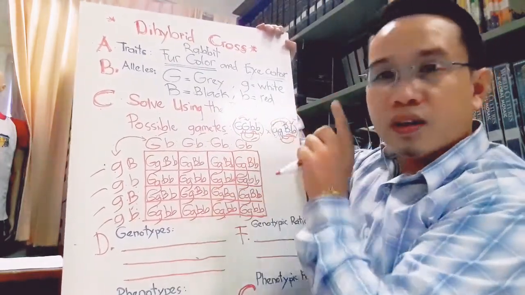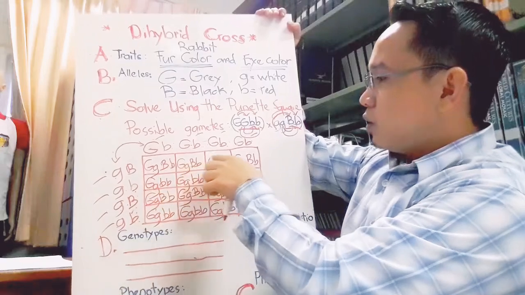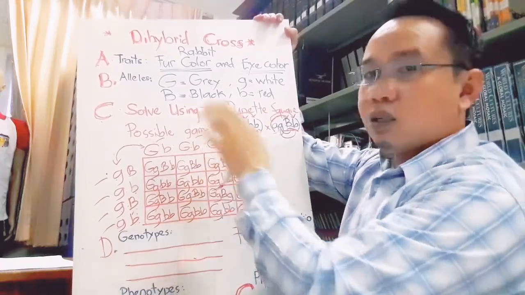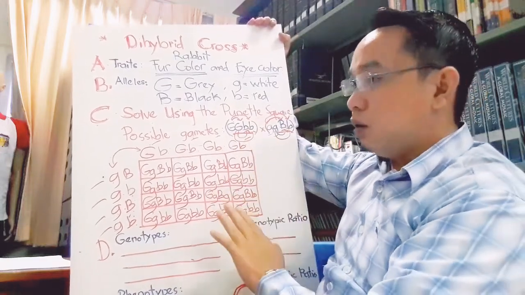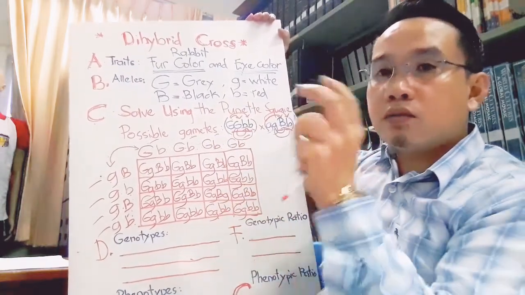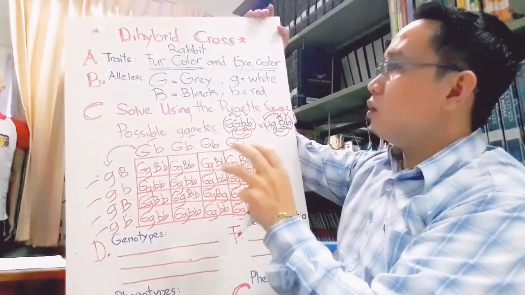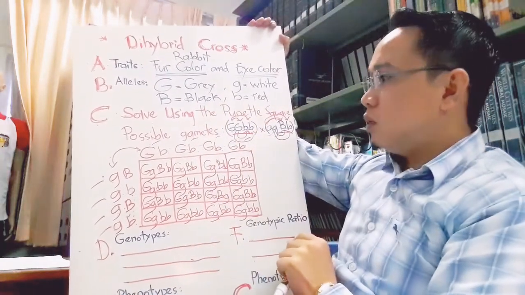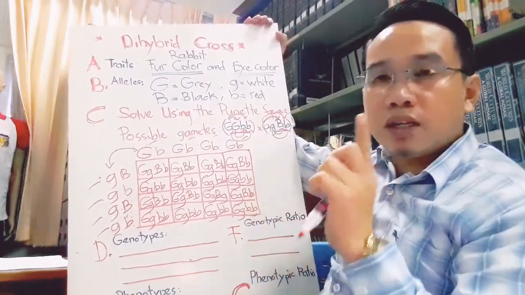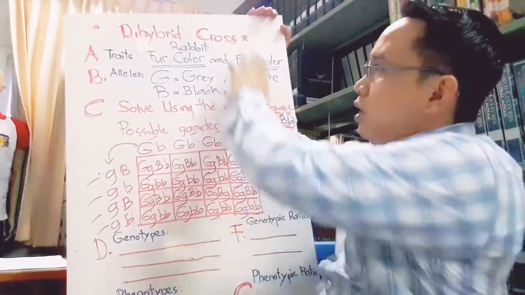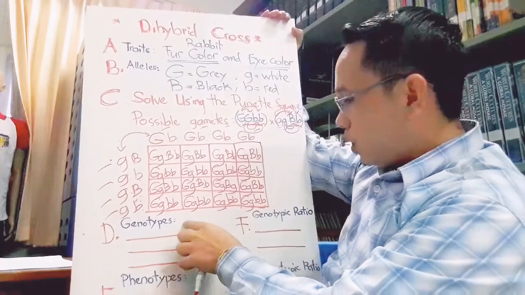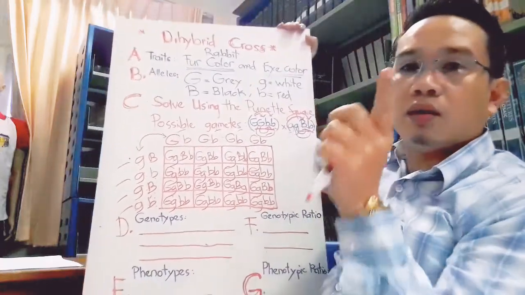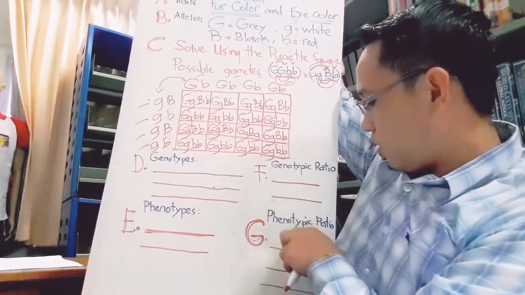So finally, we are done by filling out all those blocks or squares. There are 16 squares. Let us remember that in a dihybrid cross, there are 16 squares involved. It is because of the two traits which are being combined or crossed in this particular process. In a monohybrid cross, we only have 4 squares, but for a dihybrid cross, there are 16 squares. So it might take longer before we come up with the genotypes and genotypic ratio, including the phenotypes and the phenotypic ratio.